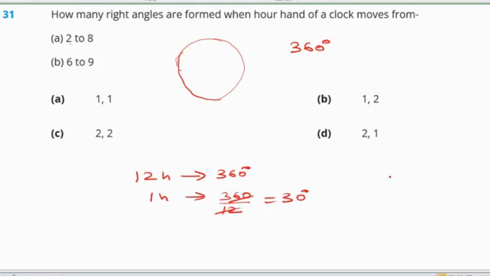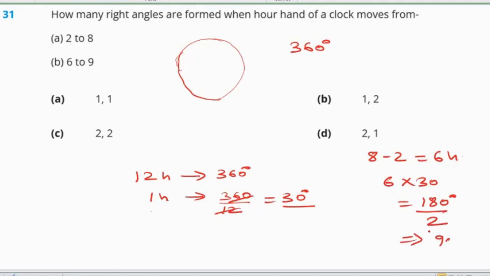So from 2 to 8, how many hours are there? From 2 to 8, we will be having 6 hours. So if in 1 hour the angle is 30 degrees, in 6 hours the angle would be 180 degrees. So in 180 degrees, how many right angles will be there? We can simply divide it by 2. Otherwise, to find the number of right angles, we divide it by 90 and we are getting 2. So from 2 to 8 we will be having 2 right angles. Got it? Okay, from 6 to 9 how many right angles will be there?